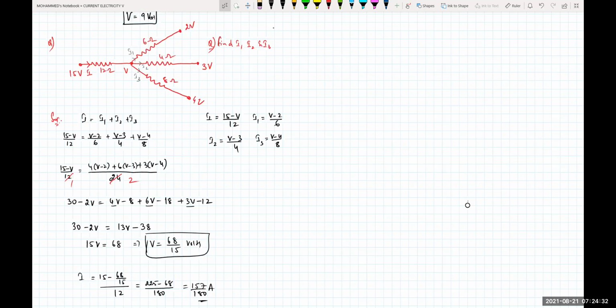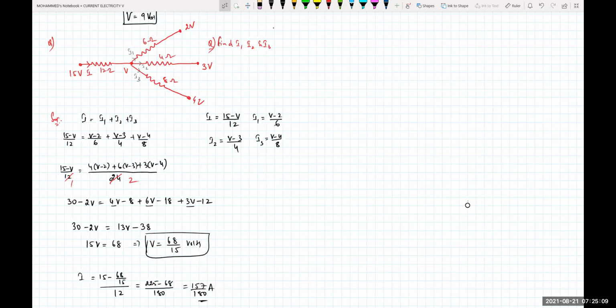So I is equals to how much? 15 minus V divided by 12. V minus 2 divided by 6. V minus 3 divided by 4. V minus 4 divided by 8. Clear? So I value will be equal to how much? 15 minus V divided by 12.